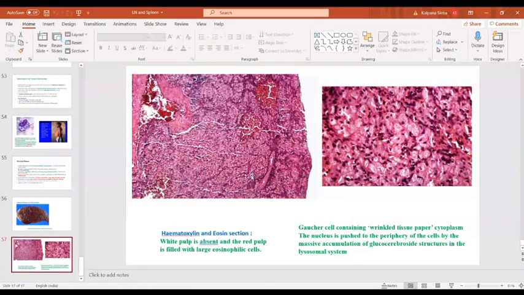So this is a section from the same spleen, H&E section. You can see there's no white pulp. All the splenic pulp has been replaced by these eosinophilic cells. At higher magnification, you can see this is one macrophage. In the macrophage there is the material which I told you, glucocerebroside. It imparts an eosinophilic appearance, and the cytoplasm is described as wrinkled paper or tissue paper cytoplasm because of the accumulation of glucocerebroside.